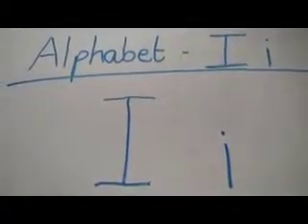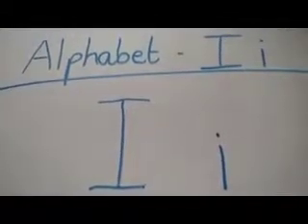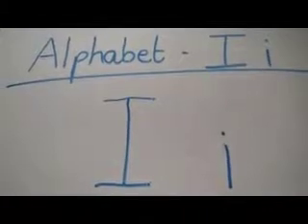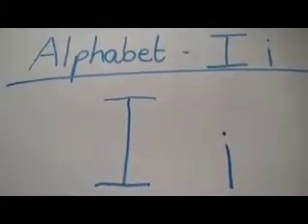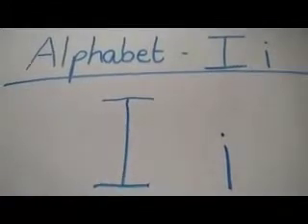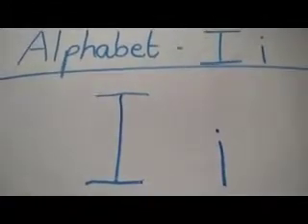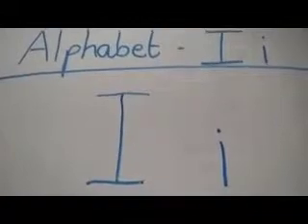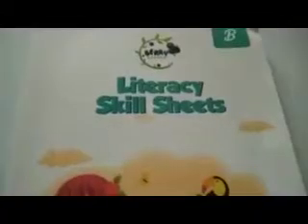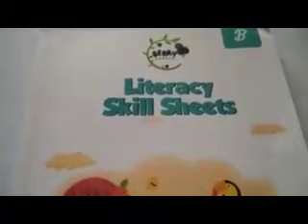Now we will see how to practice in your four lines, right? So in which book do we practice? In your literacy skill sheet book. So let's start practicing in your literacy skill sheet book, children. So children, this is your literacy skill sheet book. In this book we are going to practice now uppercase and lowercase alphabet I.